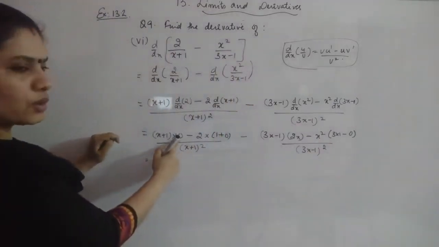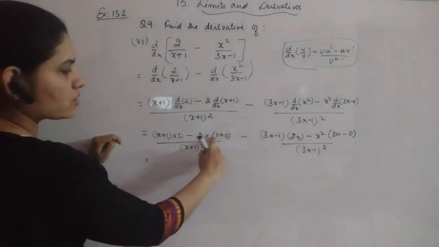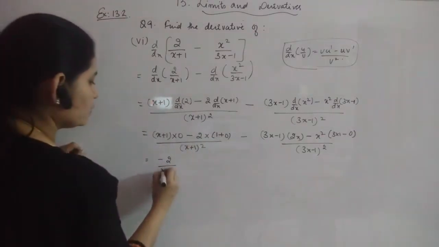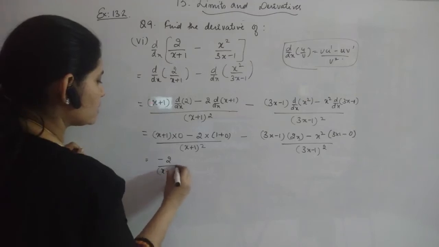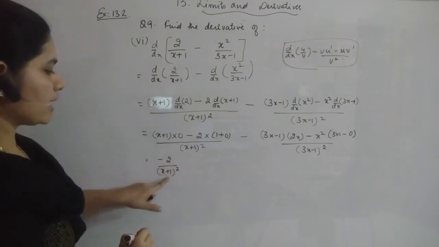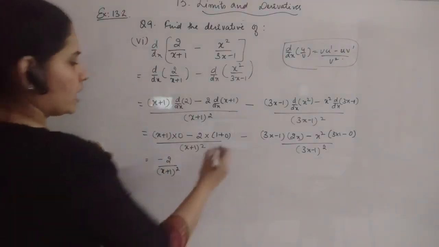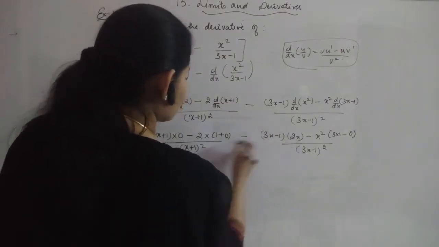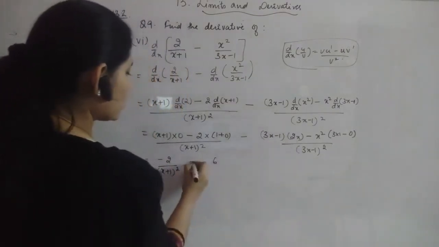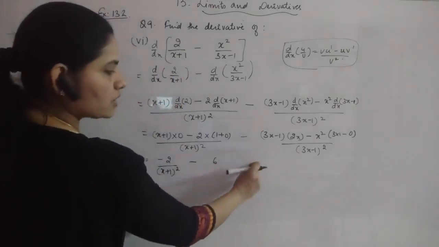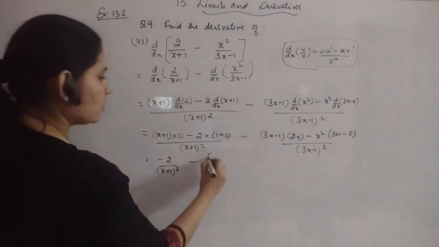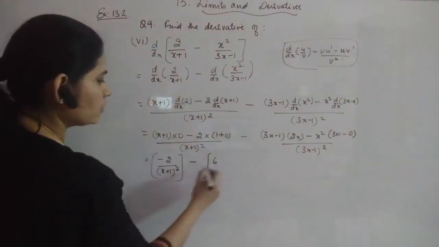So here this term will go, here you have only 1, so 2 into 1 is 2, minus 2 you will get in the numerator. So that first term's derivative is minus 2 by x plus 1 the whole square, minus 3x, you can just multiply this. Remember this negative is for the whole term, so in between if you have a negative sign and you are taking LCM or whatever, you have to be careful with this sign.